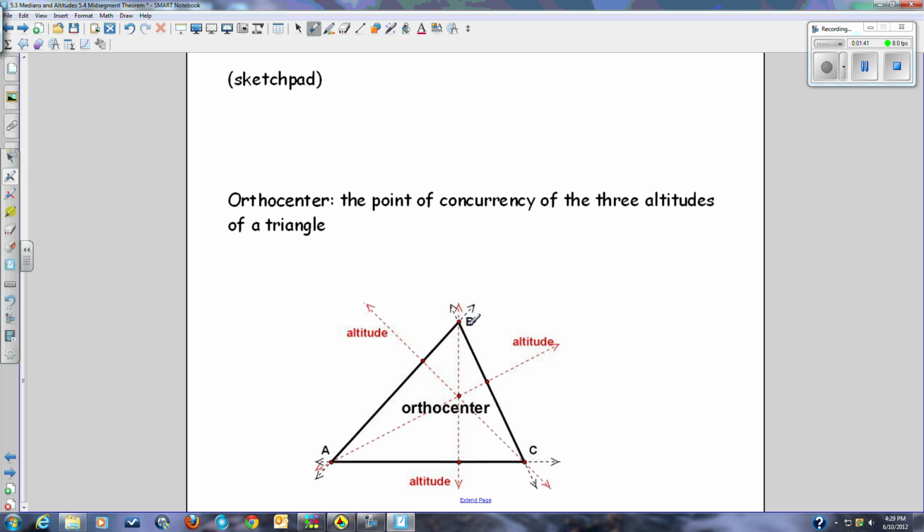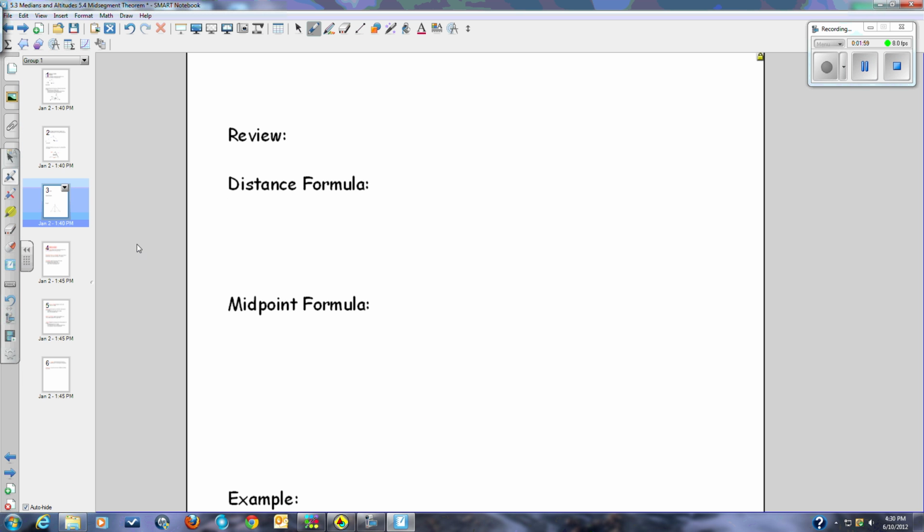Now, the orthocenter is the point of concurrency of the three altitudes of the triangle. So they meet right here in the center. Well, I shouldn't say at the center, at the orthocenter. Moving on to the next page.